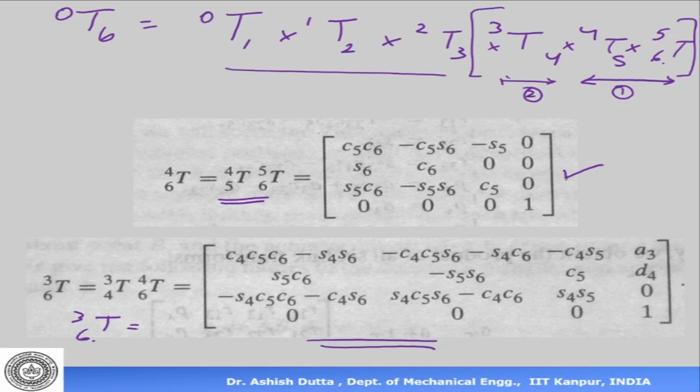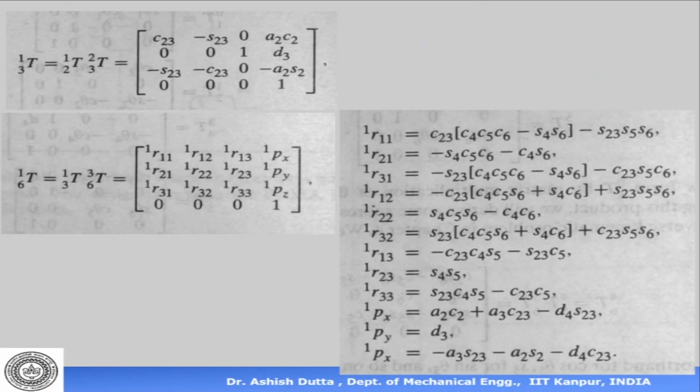Then I multiply these two, and what we get is 1 to 3. I multiply these 2 matrices and I get this. Then I multiply 1 to 3 into 3 to 6. So what do I get? I get 1 to 6. I multiply this: 1 to 3 I'm getting here, and 3 to 6 I got previously. So I multiply those 2 matrices, I get 1 to 6.